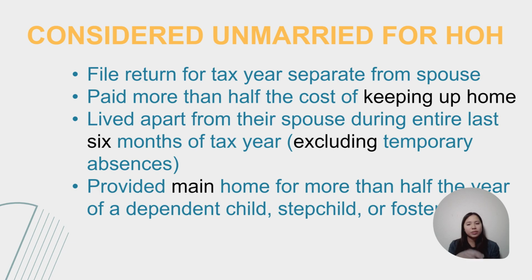The tax year runs from January to December. So, say they split in September. If they lived together all the way up until September, they wouldn't be able to qualify for head of household if one of them had a kid, because they were together for more than 6 months of the year. They didn't live apart for more than 6 months of the year.